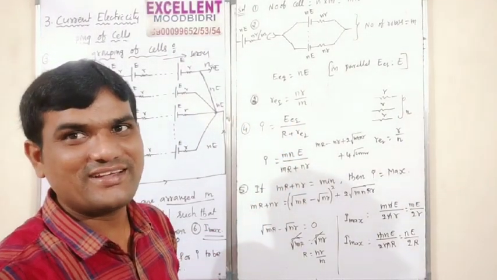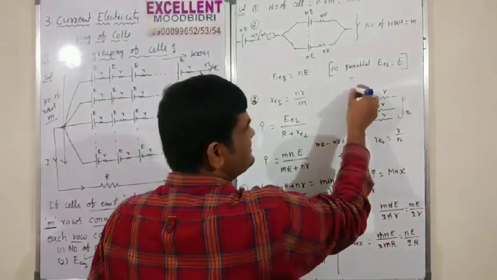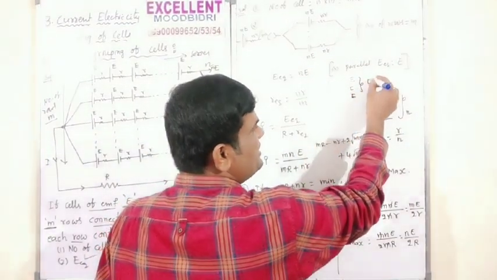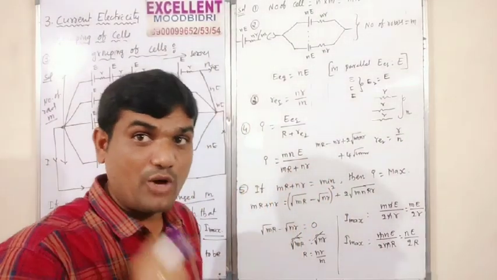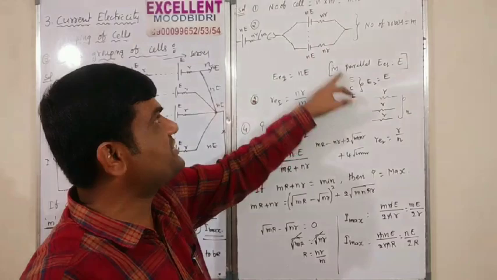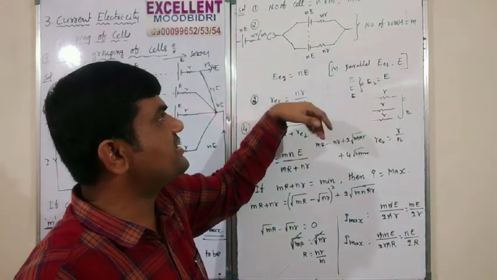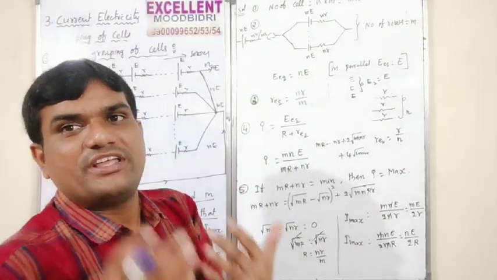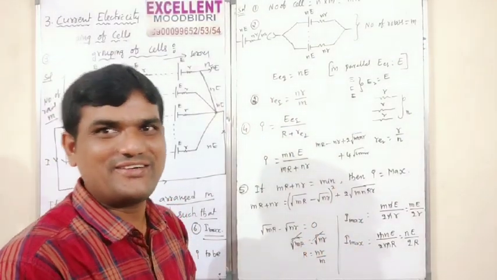Instead of E, the first cell, second cell, third cell, like that, are connected in series and then the rows are connected in parallel. So E equivalent is equal to E in parallel combination. Instead of E, what should be there here? nE, we should arrange it in the parallel combination. Therefore, E equivalent is equal to nE.